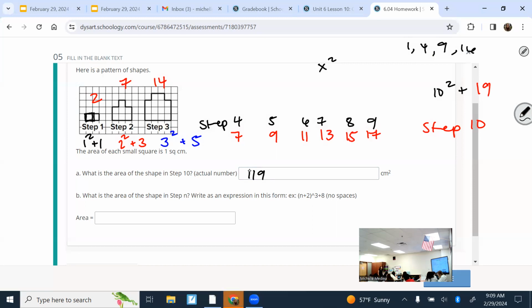As far as the area in terms of n, I'd have to make it the step squared, but I don't know how to relate this next part. I know it's counting by odds, like it's a different odd number each time, but I don't know how to relate that. Let me just keep looking up things then.